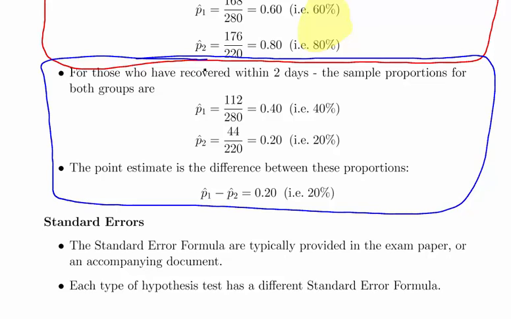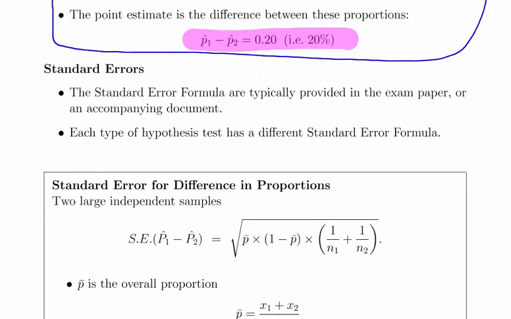So the point estimate is the same in both cases. It works out to be 20%. That's correct there. But if you were to use the other one there, it would be minus 20%. But you could just flip it round. Go P2 minus P1, P hat 2 minus P hat 1.